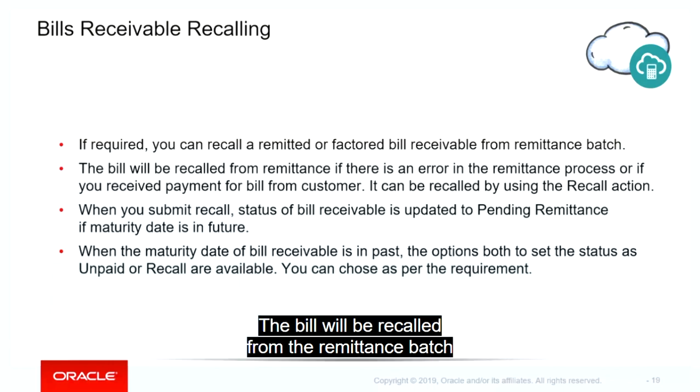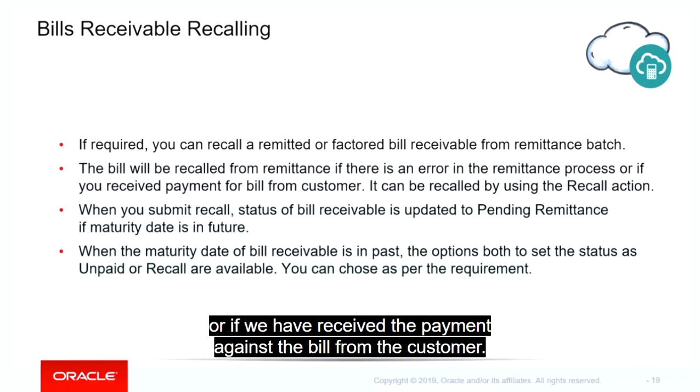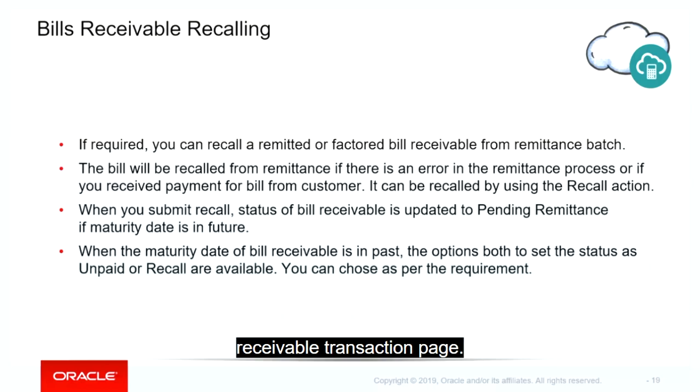The bill will be recalled from the remittance batch if there is an error in the remittance process or if we have received the payment against the bill from the customer. The recall can be done by using the recall action available on the bills receivable transaction page.